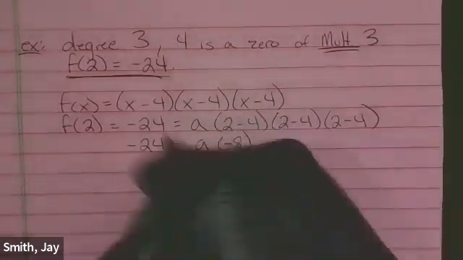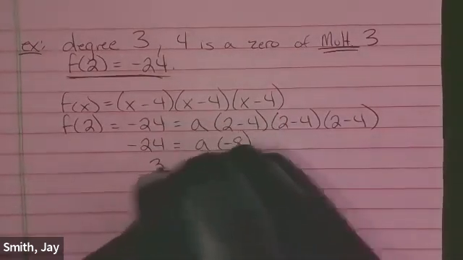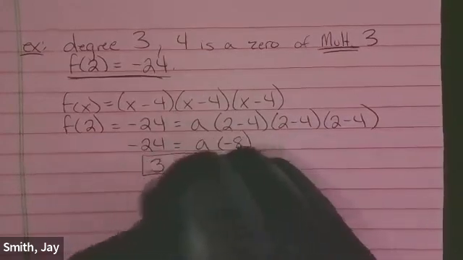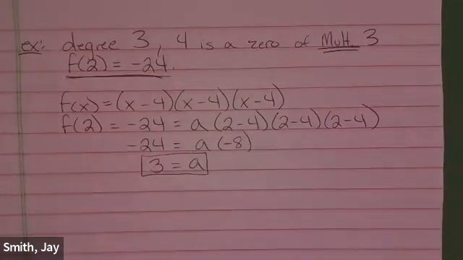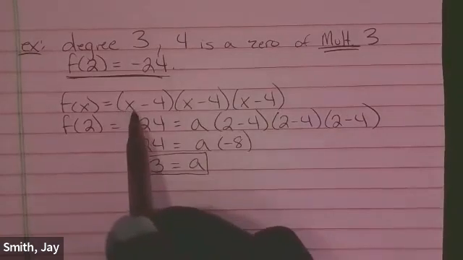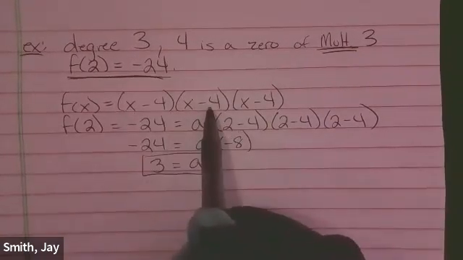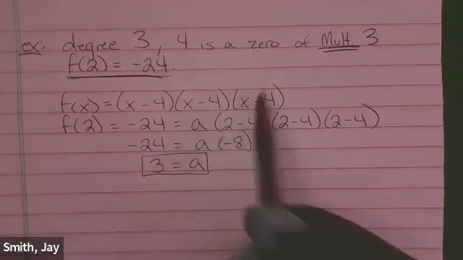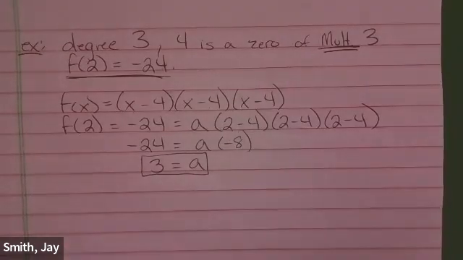We can divide both sides by negative 8, and we can see that a is equal to 3. Right? The last thing we need to do is to simply multiply x minus 4 times x minus 4, foil that out, and then multiply that by x minus 4 to get that polynomial.